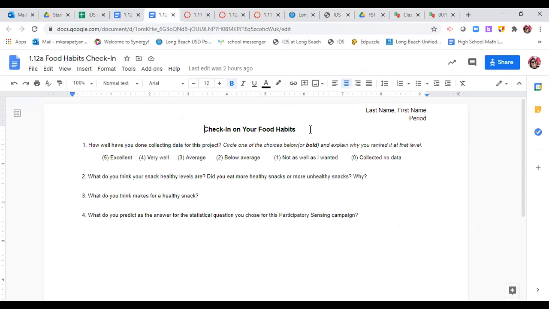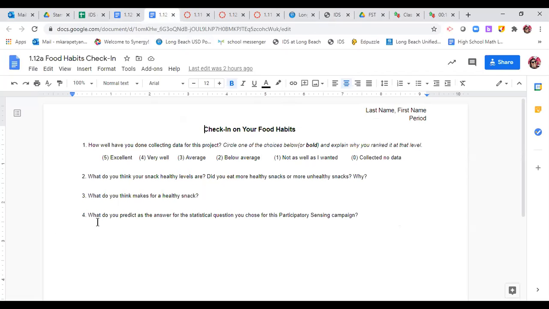When you open it up, it's going to bring you to here. It says, how well have you done collecting data for this project? Circle one or bold and explain why you ranked it at that level. Don't forget to explain. What do you think your snack healthy levels are? Did you eat more healthy snacks or more unhealthy snacks? Why do you think that way? What do you think makes for a healthy snack? So what is your definition of a healthy snack?